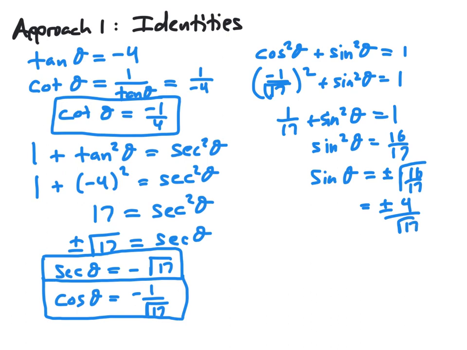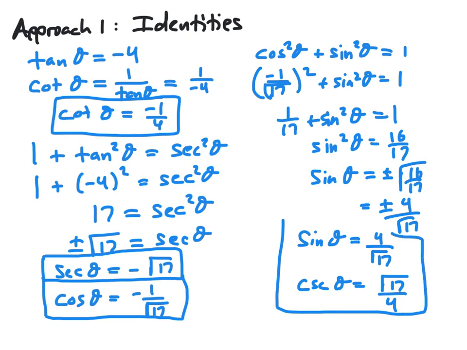And to determine whether it is the positive or negative square root, we again return to our quadrant. This angle was in quadrant 2, and in quadrant 2, the sine of an angle is positive. So we have the sine of theta as 4 over square root 17. And lastly, we take the reciprocal to see the cosecant will be the square root of 17 over 4. Both of these are positive because the angle theta was in quadrant 2, which we saw before.